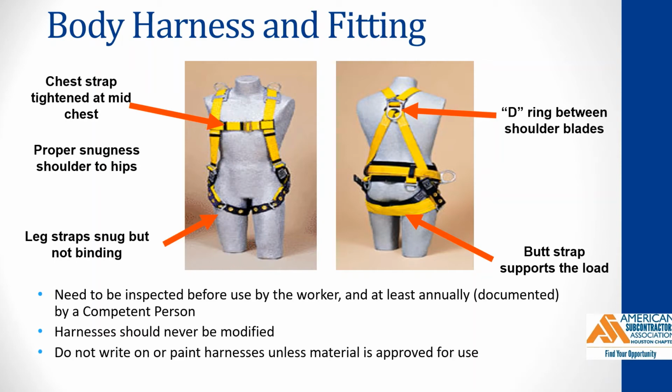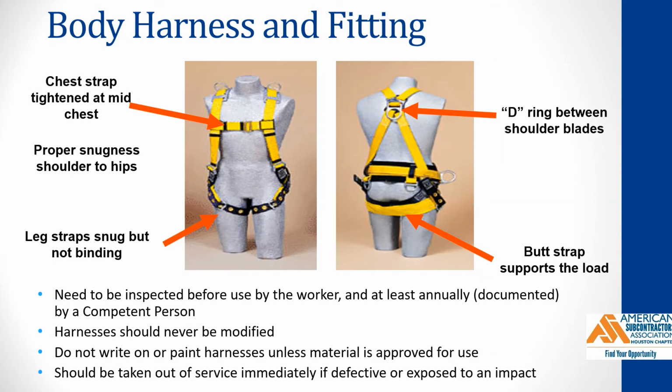The chest strap should be tightened at mid-chest. The leg strap should be snug but not binding. Remember to empty your pockets when using a fall arrest system. The D-ring should be located between your shoulder blades.